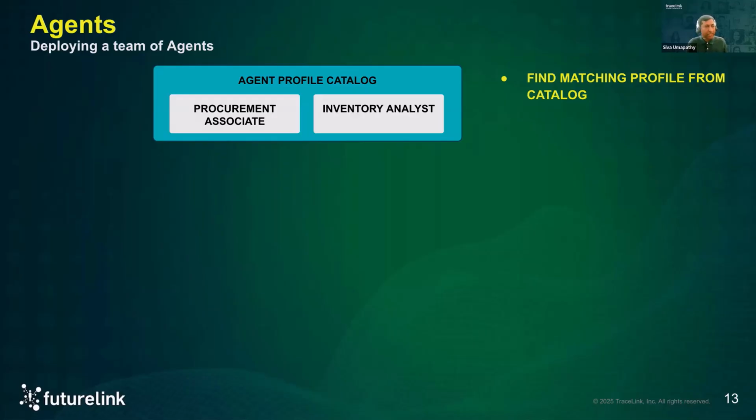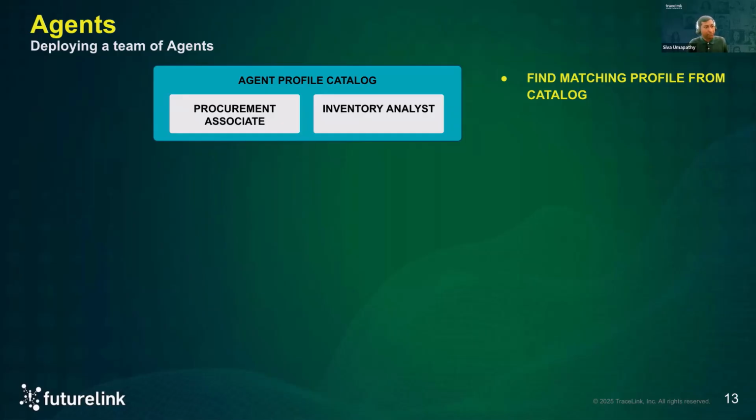Now, any customer of OPUS can license Agent Manager. Once they license Agent Manager, they get to see a profile of agents available in the catalog. So let's say there's a procurement associate, there's an inventory analyst. These are profiles. The profiles are predefined. We'll actually look at it and see how it looks.